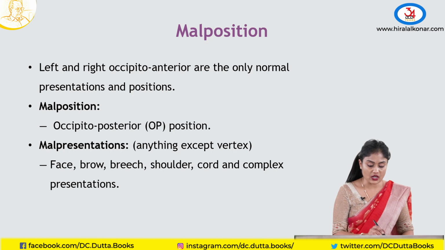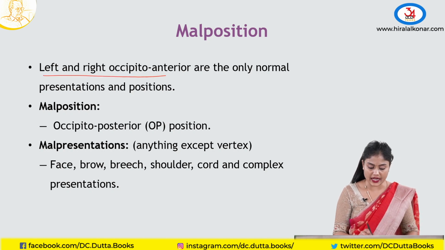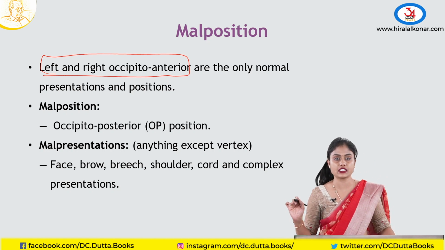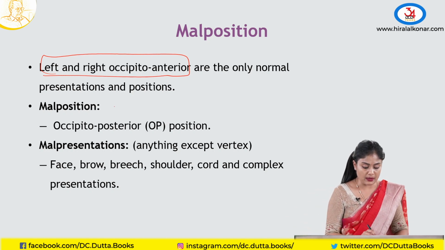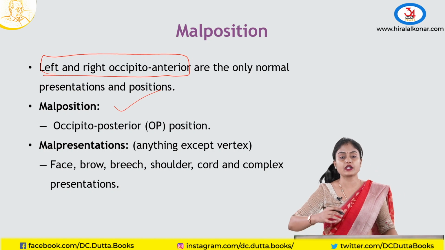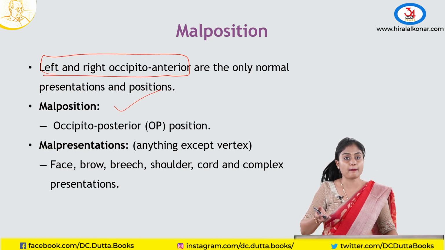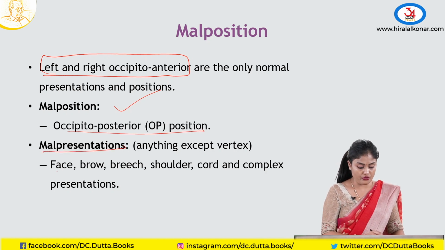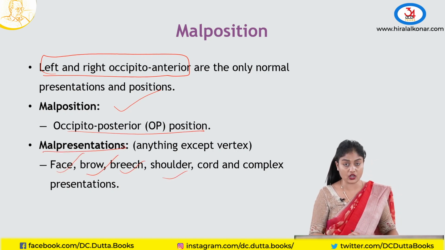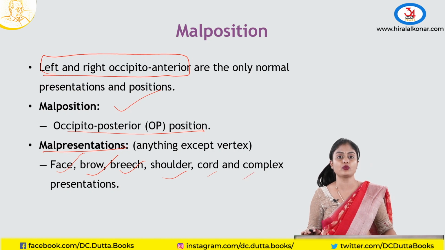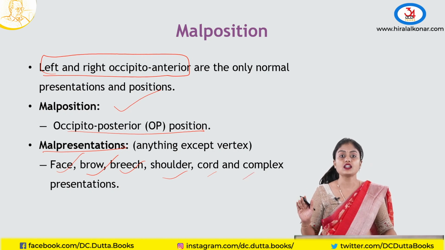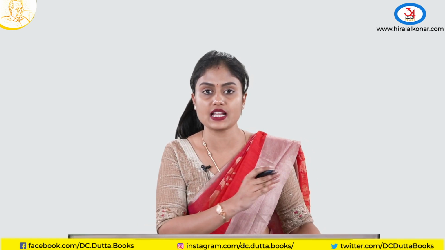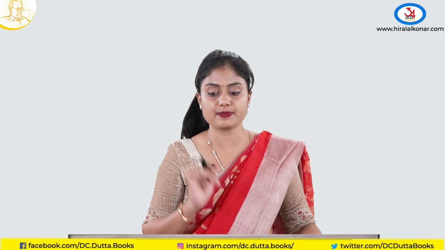So to start with, only left occipito anterior and right occipito anterior are the normal presentation. You all know this. Malposition, if the occiput becomes posterior, then it is malposition. Coming to malpresentation: face, brow, breech, shoulder, cord, complex, anything other than vertex, everything else is malpresentation. So we have learnt about breech in the previous class. Now we will talk about face presentation.